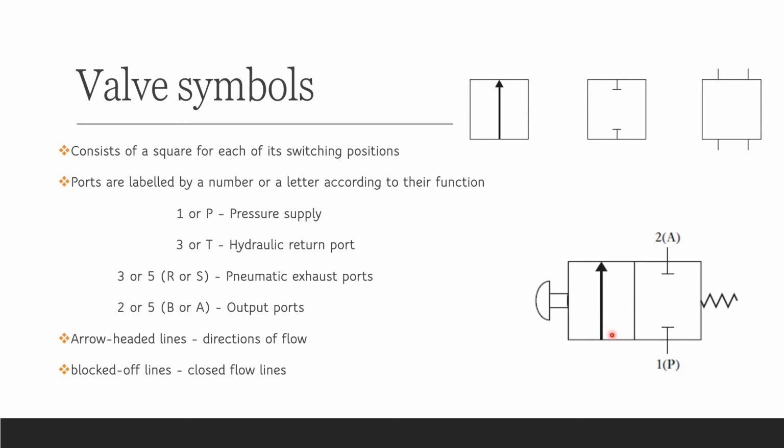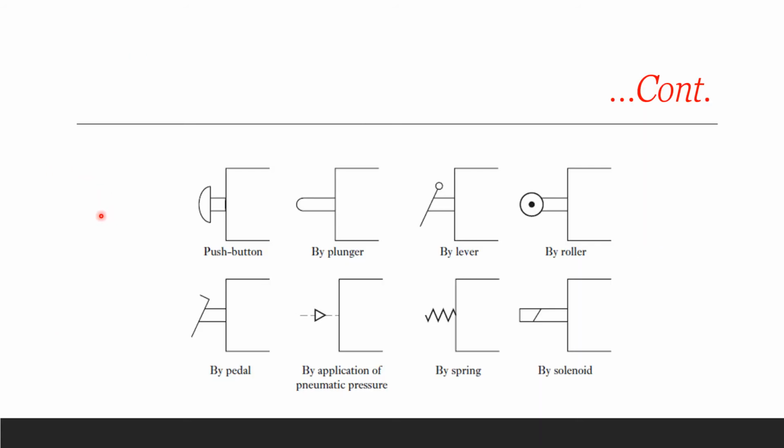when the push button is pressed and there is a fluid flow in the valve. This is shown by the arrow-headed line which shows the direction of the flow from port 1 to port 2. So the figure shows the different symbols used to represent the mechanisms by which the valves can be operated.